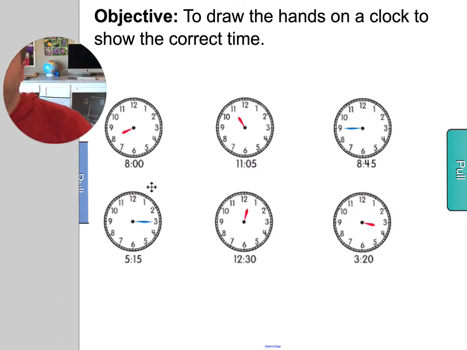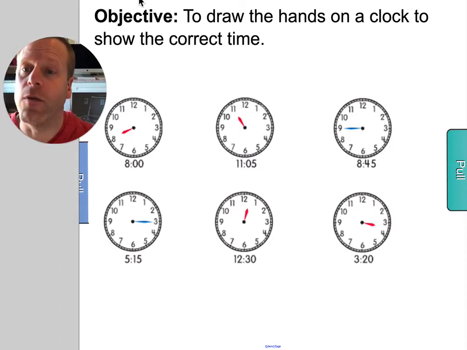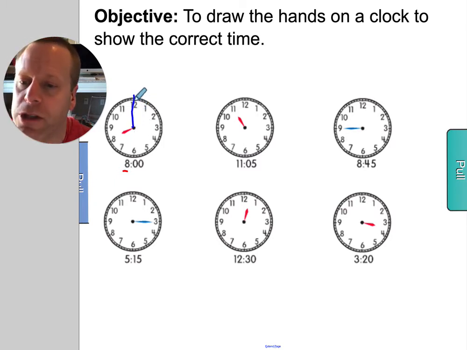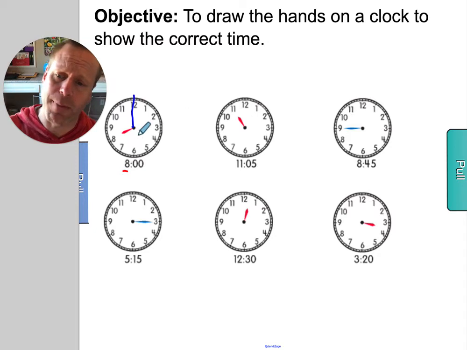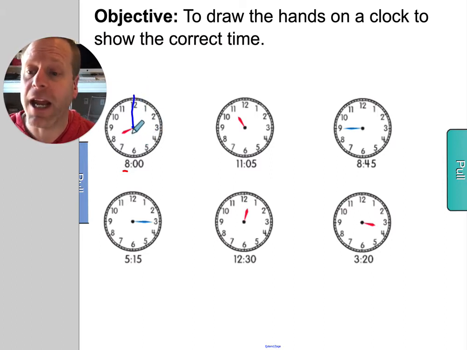So this first one, they've done the 8 o'clock for us. So they did the red, right? The 8 o'clock is the red. The blue is going to be 0 minutes, right? 8 o'clock. So I'm going to draw the minute hand going straight up. And I know because you're on your iPad and I'm on the computer, we're not going to be able to do it perfectly, but as straight as you can and then as long as you can to differentiate the minute hand from the hour hand.